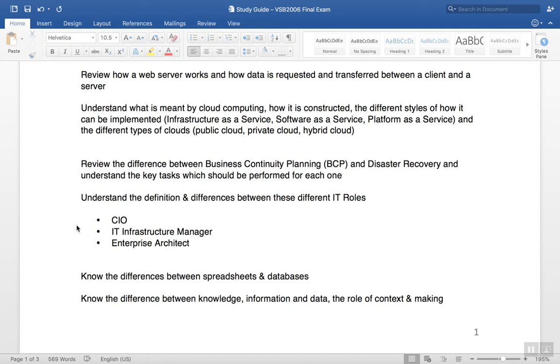The relationship between knowledge, information, and data. Data is collections of facts. It can be facts and measures. Some are quantitative, some are qualitative.